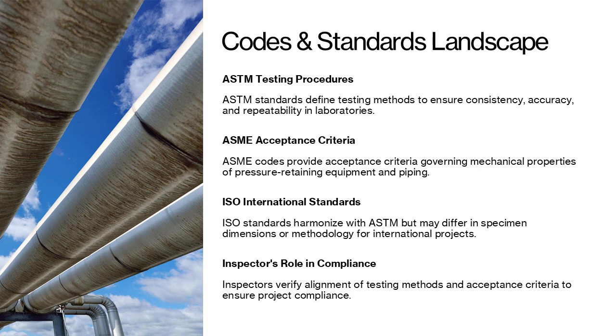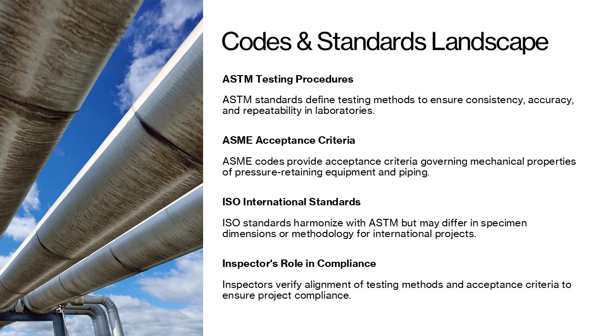ASME codes, including Section II, Section VIII, and B31.3, provide the acceptance criteria and govern which mechanical properties must be satisfied for pressure-retaining equipment and piping systems. ISO standards, widely accepted for international projects, often harmonize with ASTM but may differ in specimen dimensions or methodology. Inspectors must be able to differentiate between these documents to verify that testing procedures align with specification requirements.